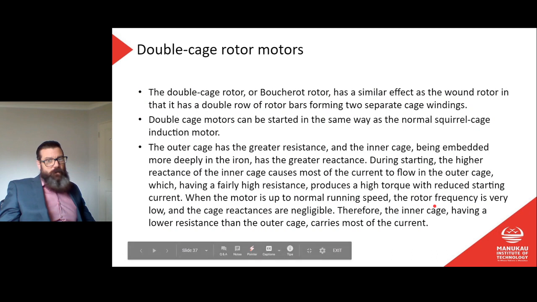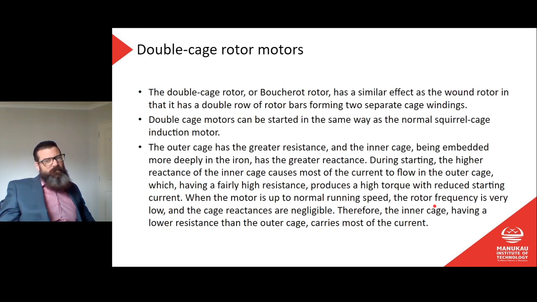Now, what's causing that rotor frequency to go down? It just says there that when the motor is running at normal running speed, the rotor frequency goes down. That's the frequency of the current that's induced in the motor. It's not the supply frequency, so that's why the frequency can change. In this case, it will be very low.